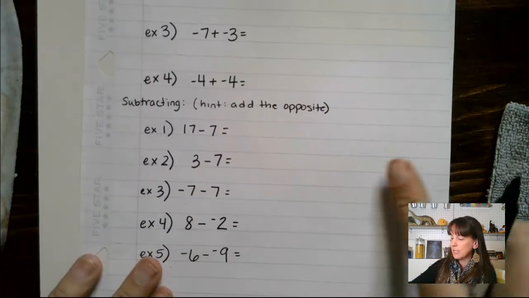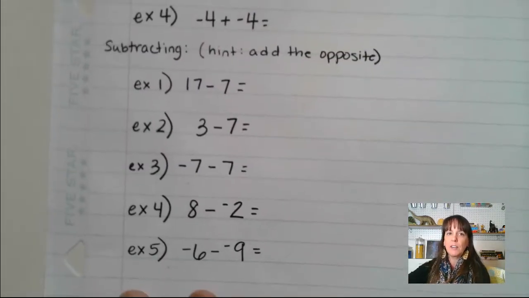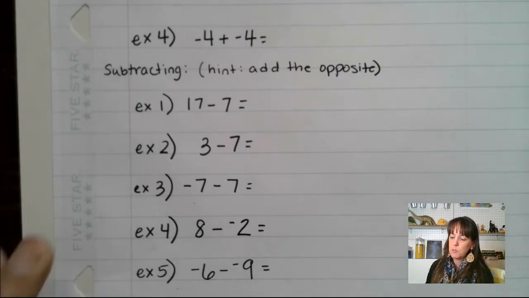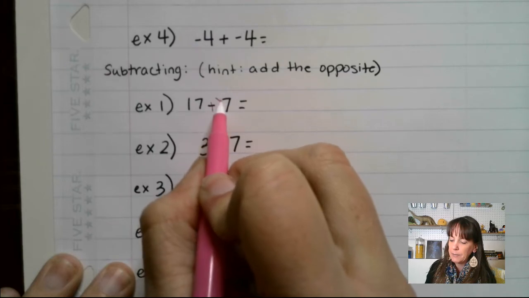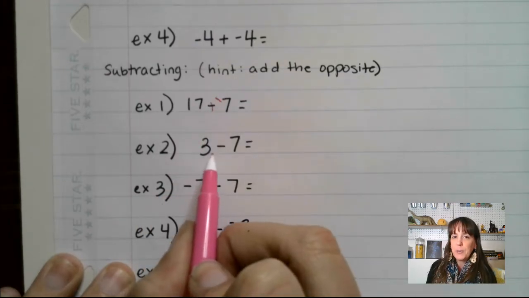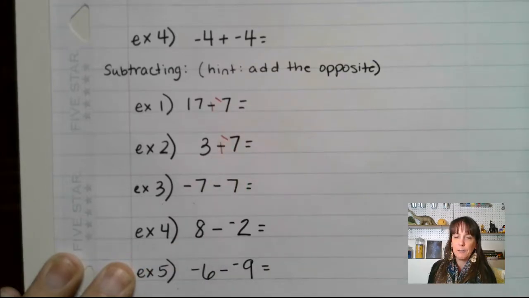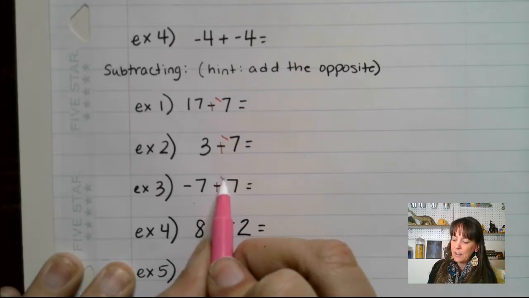Okay, so let's talk about adding the opposite. So I've got on here 17 minus 7. Let's try doing that, but for real this time. All right, so we're going to zoom in here on these guys. 17 minus 7, we don't subtract, we add, and the opposite of positive is negative. All right, looking at 3 minus 7, we add, and the opposite of positive is negative. All right, instead of subtracting, we add the opposite.